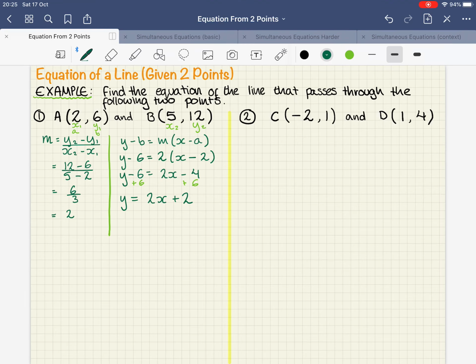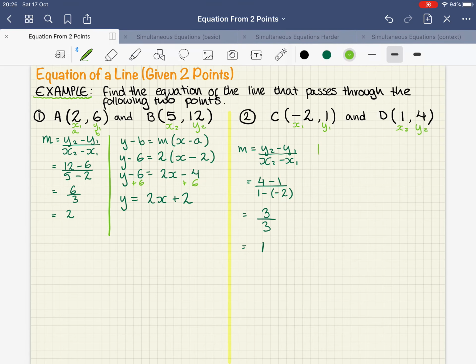So let's take a look at that again. So same idea in question 2. I need to find my gradient first. So I've got my x1, y1, x2, y2. So I'm going to have my gradient of m equals y2 minus y1 all over x2 minus x1. So that's going to be 4 minus 1 all over 1 minus that negative 2. So that's going to be 3 over 3, which is just going to give me 1.